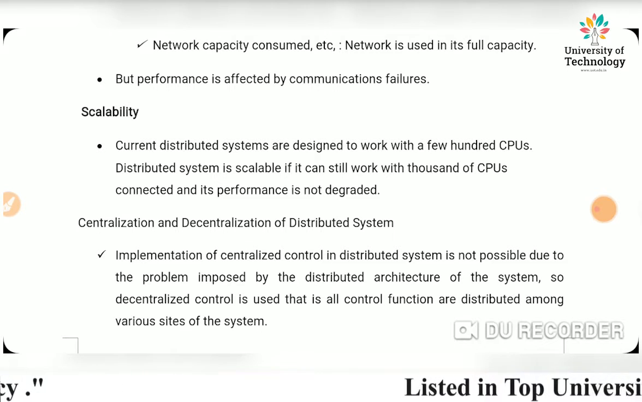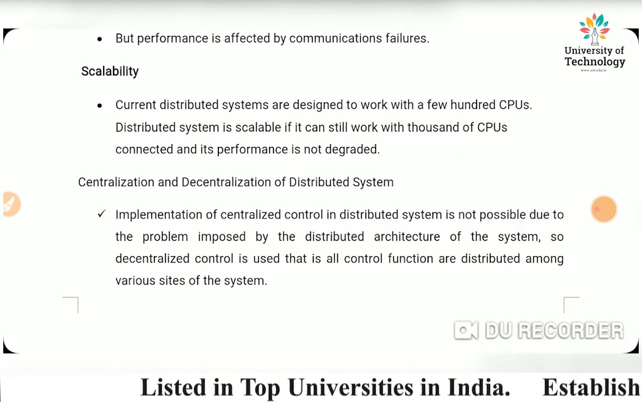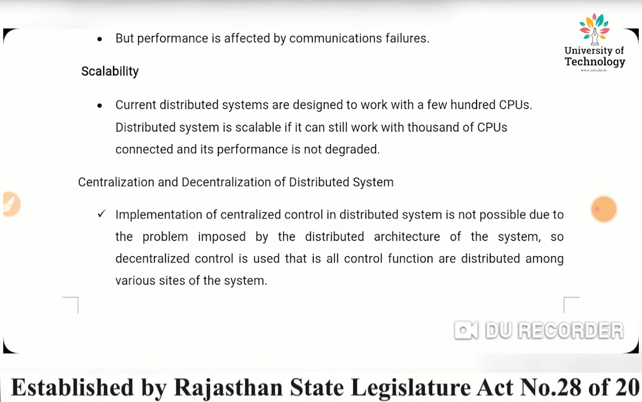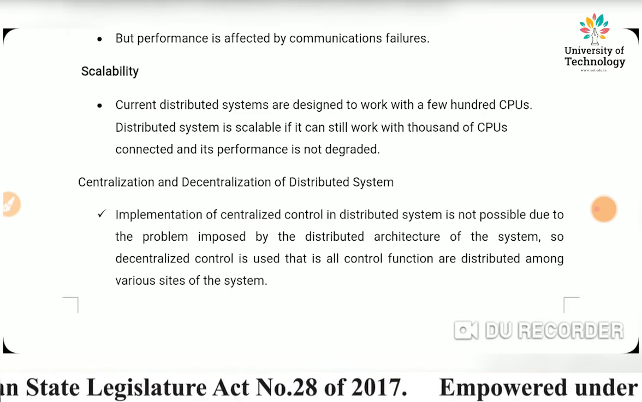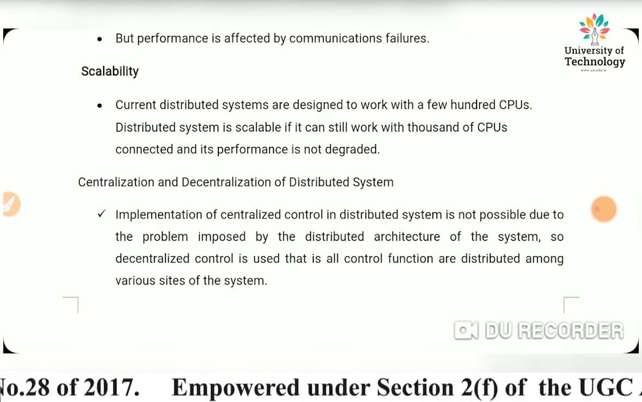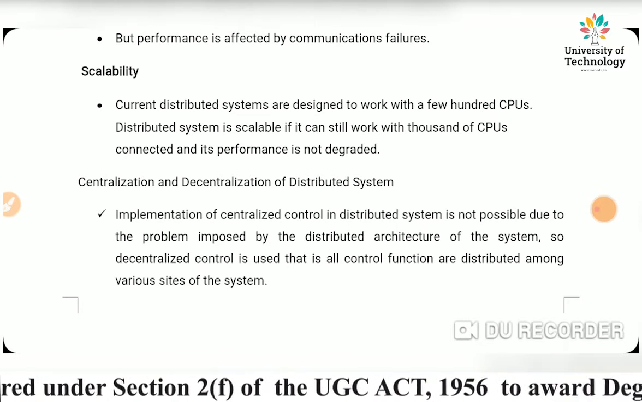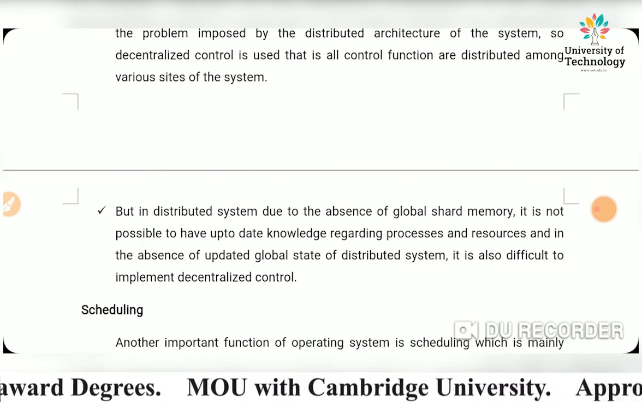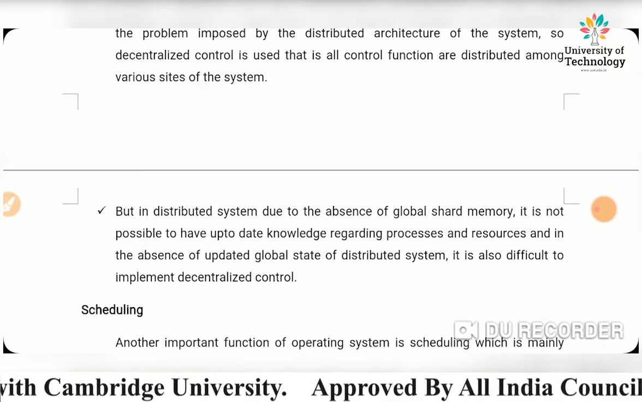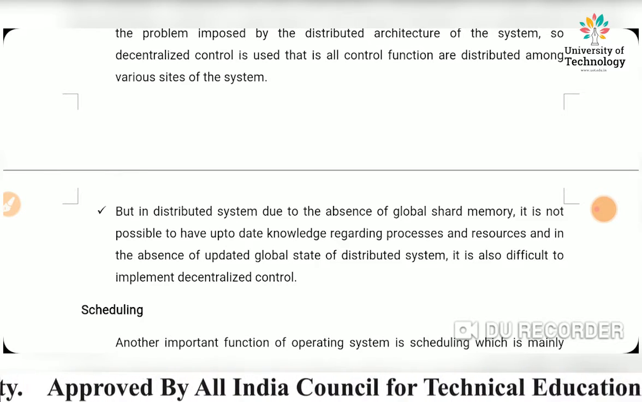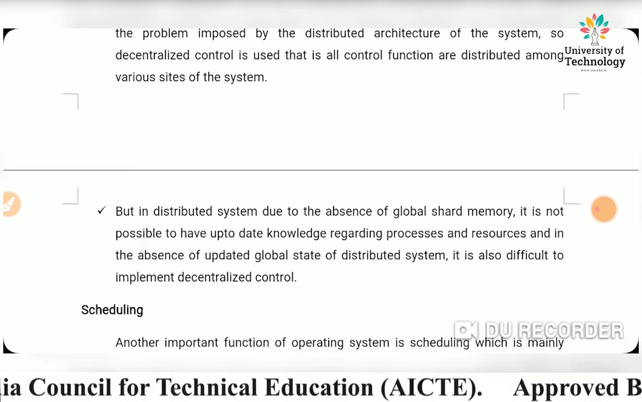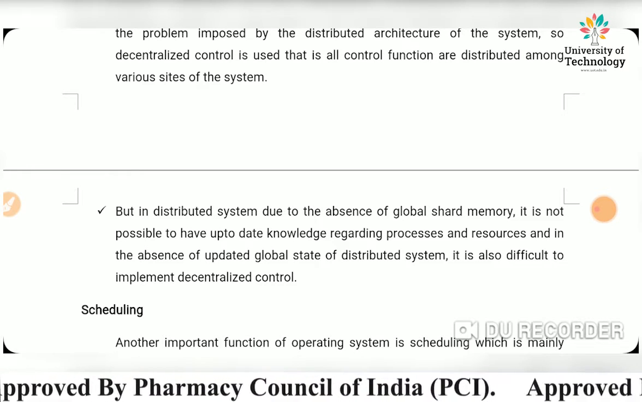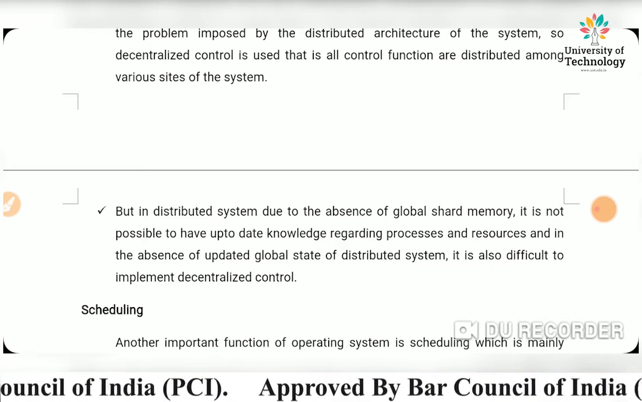Next, centralization and decentralization of a distributed system. Implementation of centralized control in a distributed system is not possible due to the problem imposed by the distributed architecture of the system. So decentralized control is used, that is, all control functions are distributed among various sites of the system. But in a distributed system, due to the absence of global shared memory, it is not possible to have up to date knowledge regarding processes and resources, and in the absence of updated global states of the distributed system, it is also difficult to implement decentralized control.